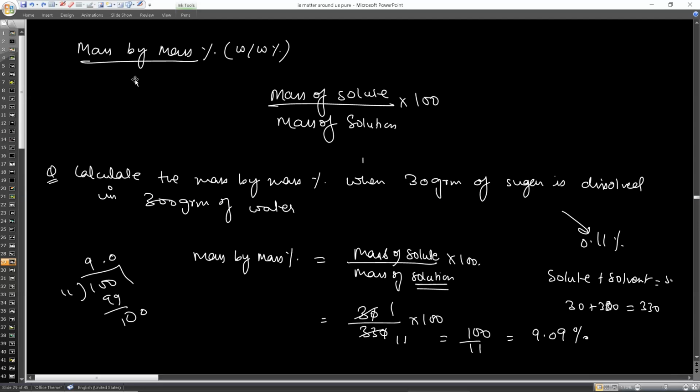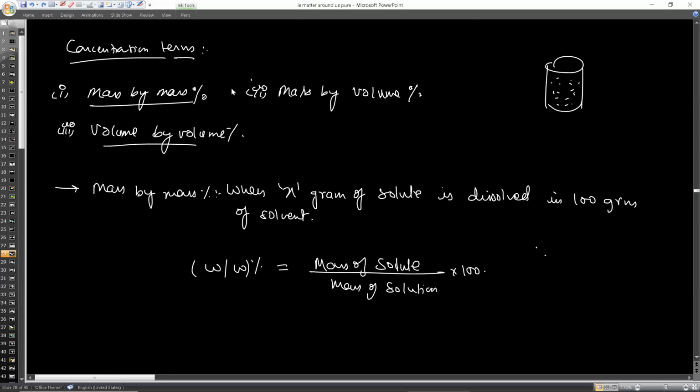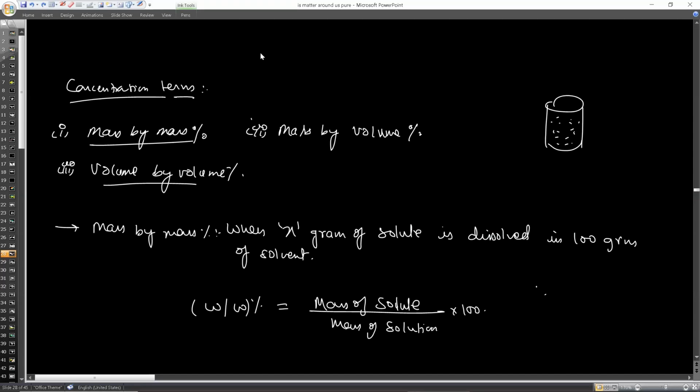The first concentration term that we are going to study is the mass by mass percentage. Second is mass by volume percentage, and third is volume by volume percentage. What is mass by mass percentage? When X gram of solute is dissolved in 100 grams of solution. For example, if 20 gram of sugar is dissolved in 100 gram, its concentration will be 20%.